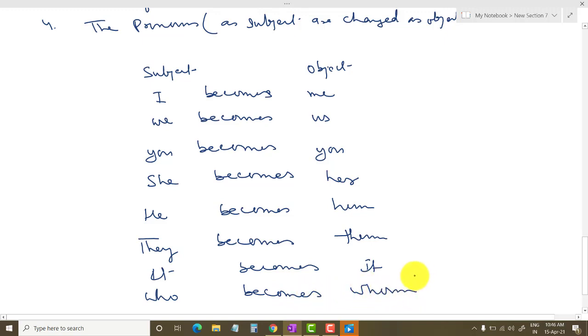You can see the change of pronoun as subject into object. I becomes me, we becomes us, you becomes you, she becomes her, he becomes him, they becomes them, it remains it, and who becomes whom.